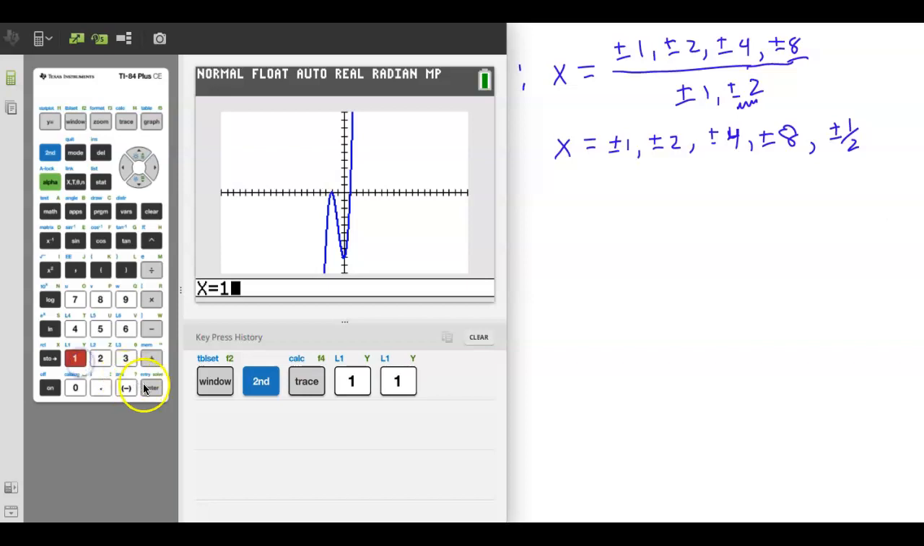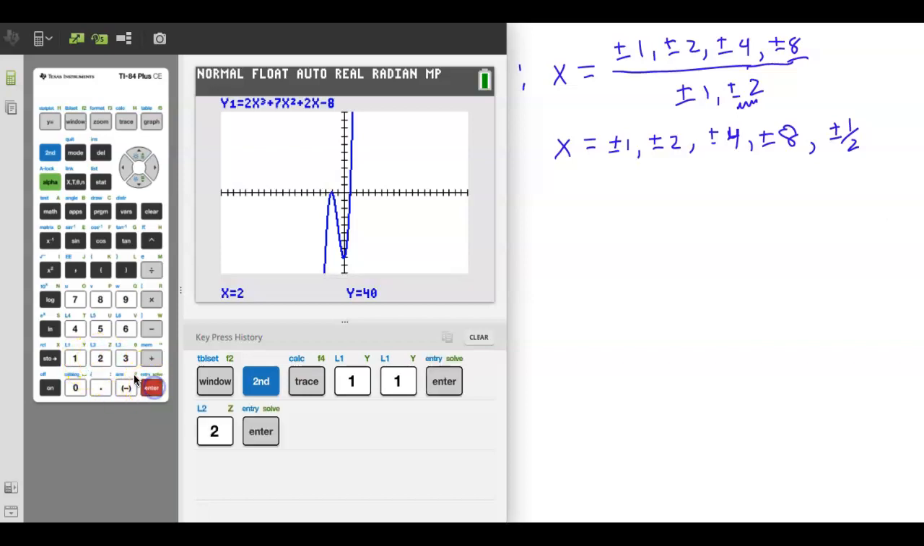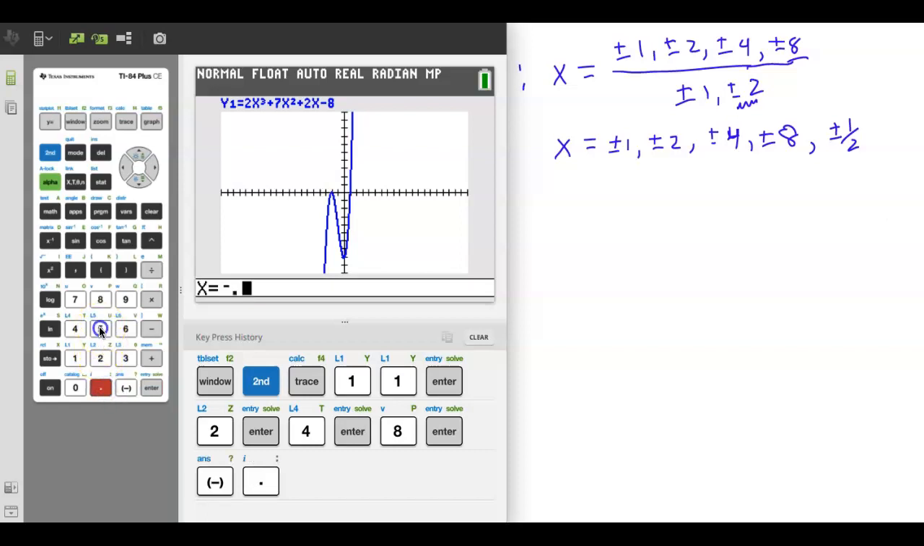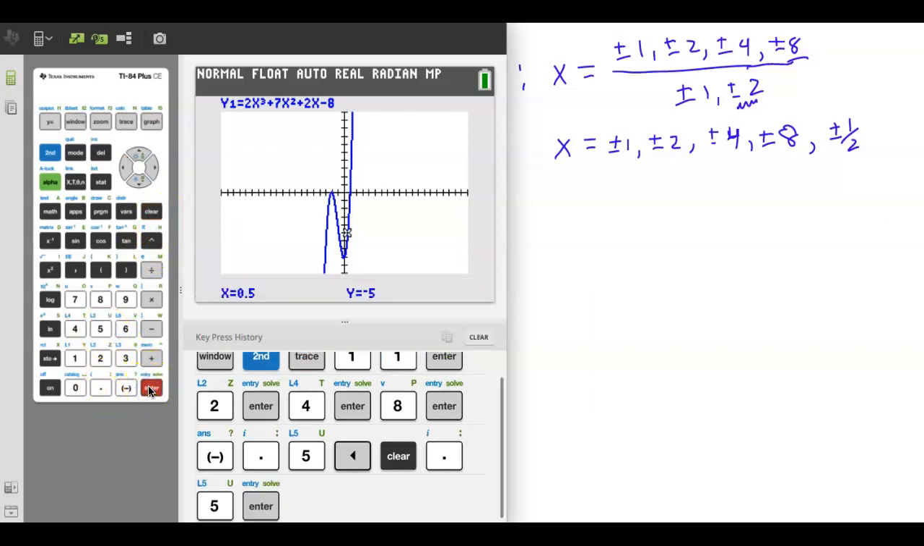So I'll start with the positive ones. 1 doesn't work. 2 doesn't work. 4 doesn't work. 8 doesn't work. And +1/2, let me clear that, +1/2 doesn't work, okay? So we know that even though this graph is giving us a zero that's going to be positive, it's not rational. So we know that there's going to be some kind of irrational zero going on with this.